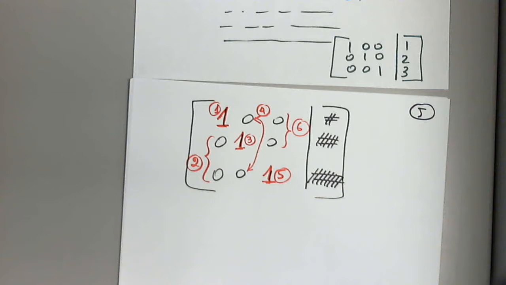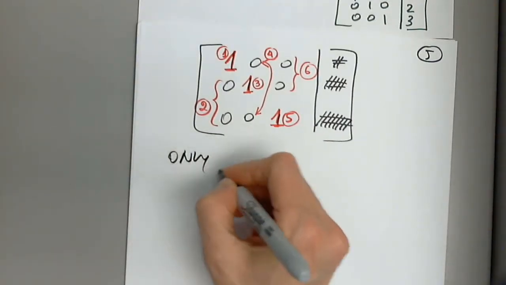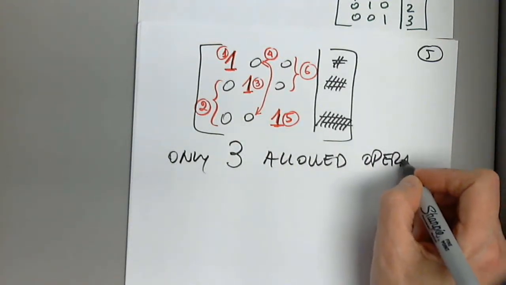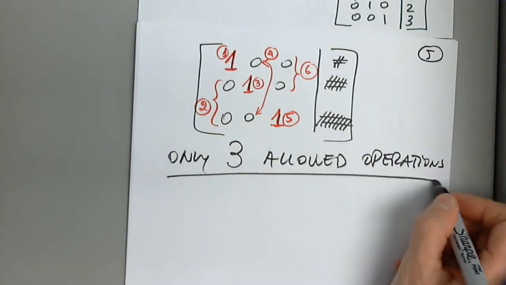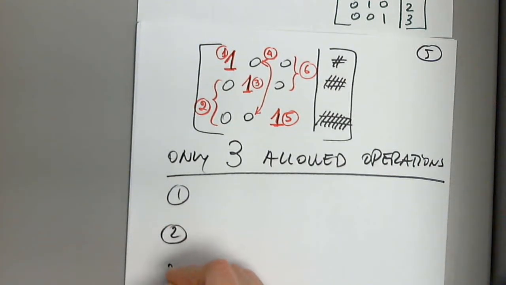We cannot deviate from this. One more time. 1, corresponding zeros. 1, corresponding zeros. 1, corresponding zeros. This must be the sequence. Okay. Now, what are the operations that are allowed here? And then we can start. There are only 3 allowed operations. Number 1, number 2, and number 3.